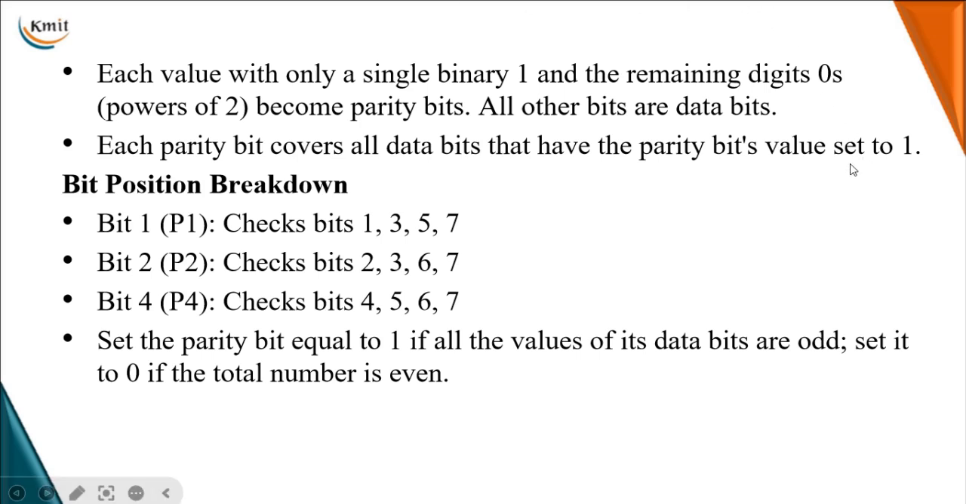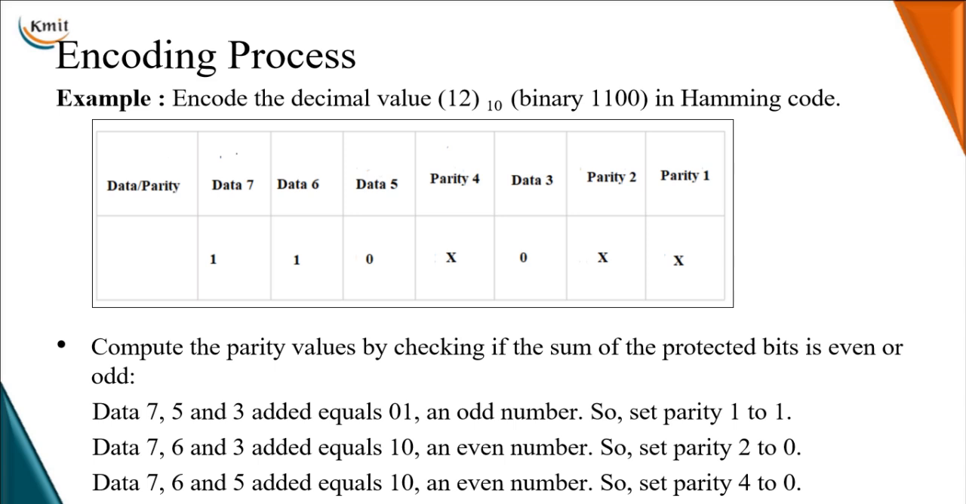Next, P4, the last parity bit, is determined based on the positions of data bits 5, 6, 7. If they contain an even number of ones, it will be logical 0. If the number of ones in 5, 6, 7 is odd, then parity bit 4 is 1. So we set the parity bit to 1 if the number of ones in its data bits is odd, and we set the parity bit to 0 if the total number of ones in the received data bits is even.